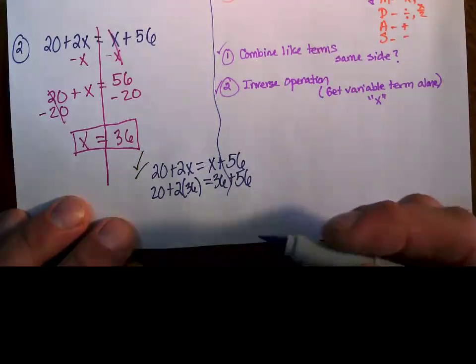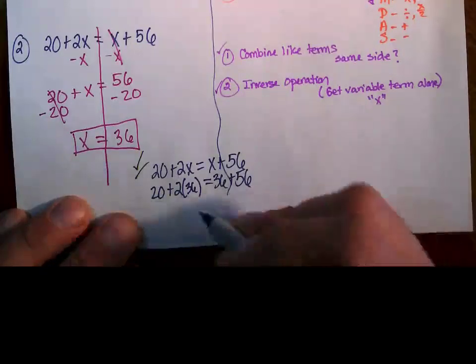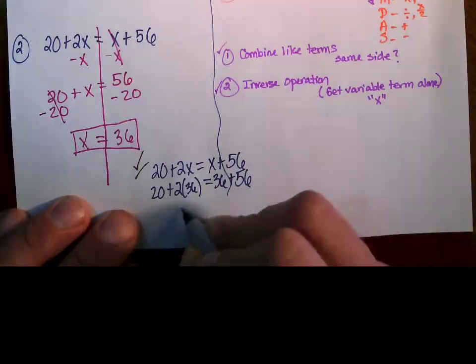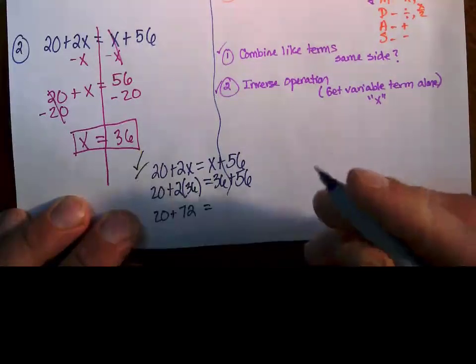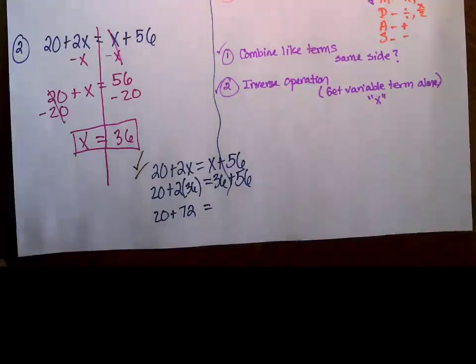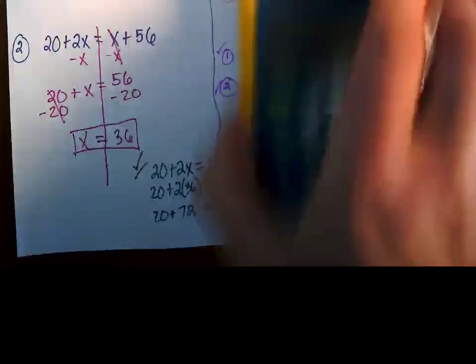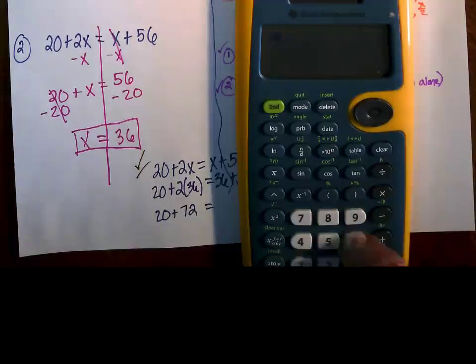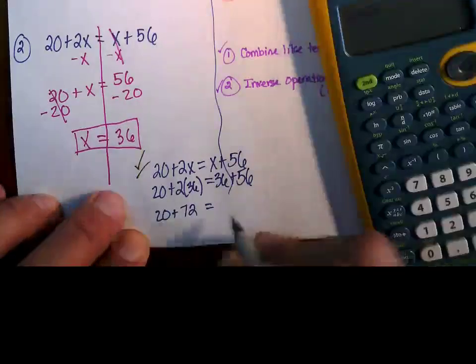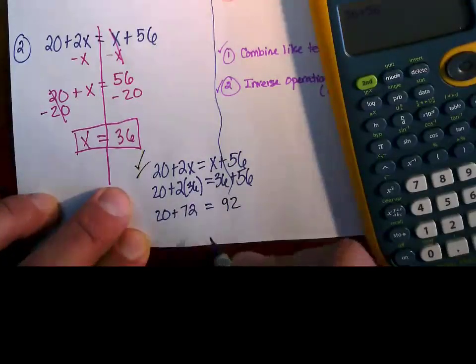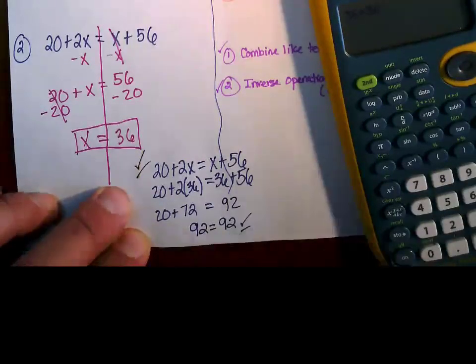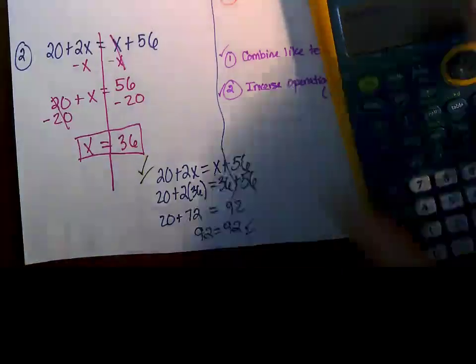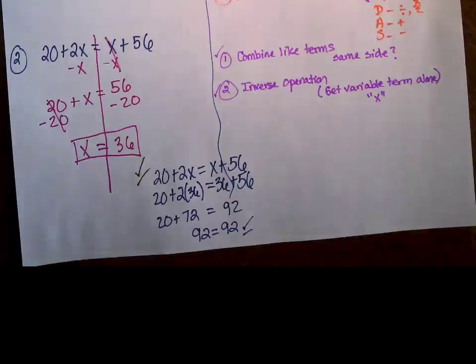So we have 2 times 36, which is 72, plus 20. Like I said, use your calculator. It's okay. 36 plus 56. I'll throw in a calculator action right here. Bring it down. 36 plus 56, that's 92. And when we do that, 72 plus 20 is 92. 92 equals 92. So we are correct. This checks out. Okay, so this is solving equations with variables on both sides.